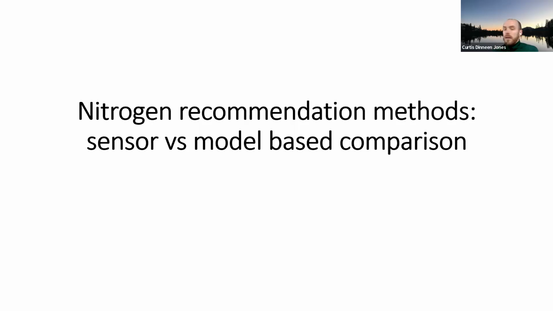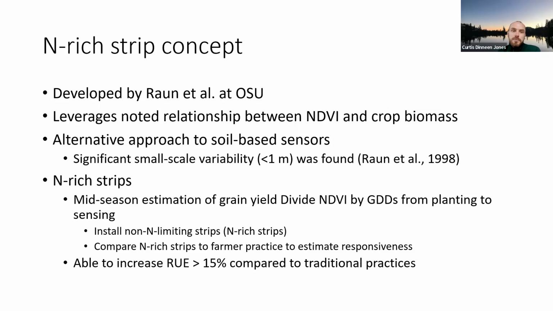But this was kind of Dayton's idea from the last set of meetings. Basically, he was curious about looking at these nitrogen-rich strips, which were developed by Bill Raun at Oklahoma State, I think going back to the early to mid 90s. Prior to that, there were noticed relationships between passive NDVI sensing and crop biomass.